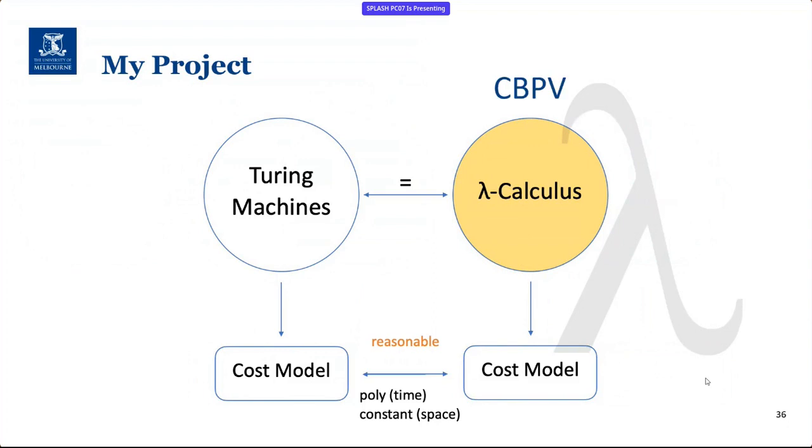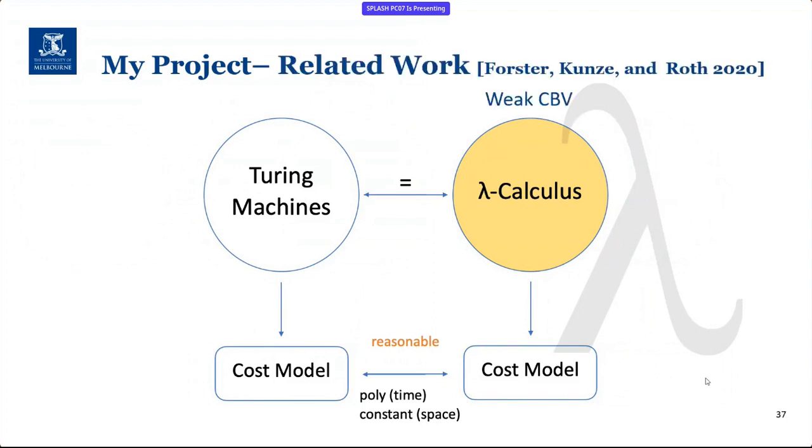And I will do that for call by push value. So how am I going to achieve it? How am I going to show that my cost model will be a reasonable one? There's work done by Forster, Kunze, and Roth in 2020. They showed that call by value Lambda-calculus in fact has a reasonable cost model for both time and space.